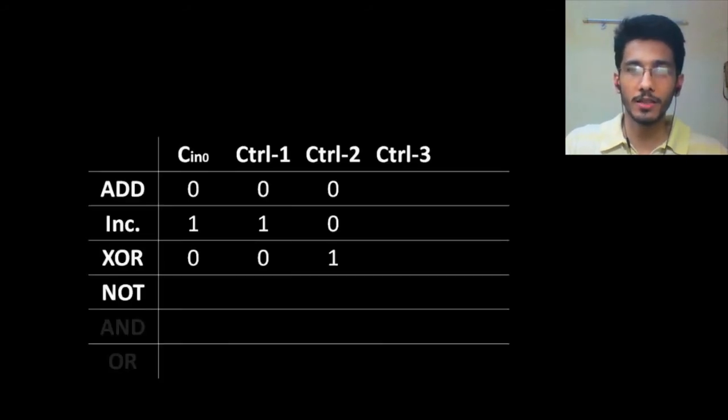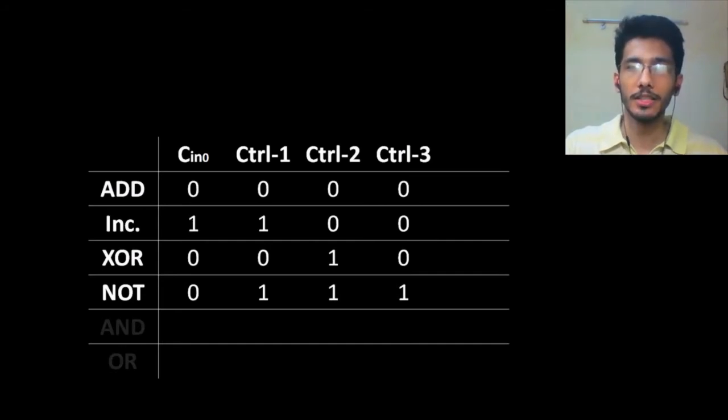So now we have an extra control line. And for the NOT operation, we need to set B to 0. So we activate control line 1. We want to set carry in to 1. So we activate control line 2 and 3. And since the previous 3 operations have been figured out already, we just fill the table with zeros.